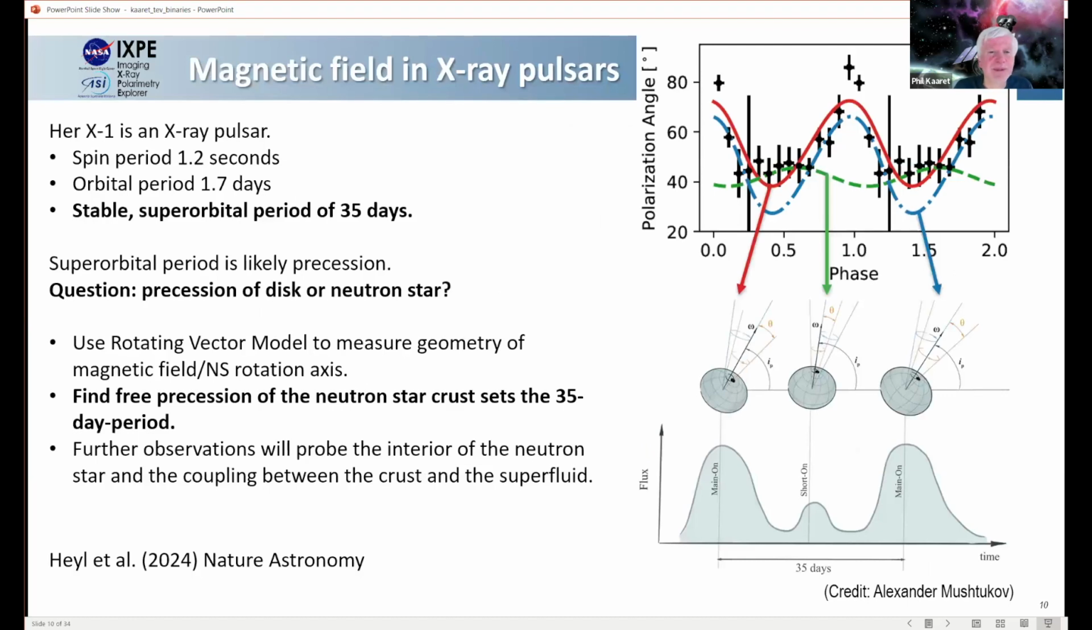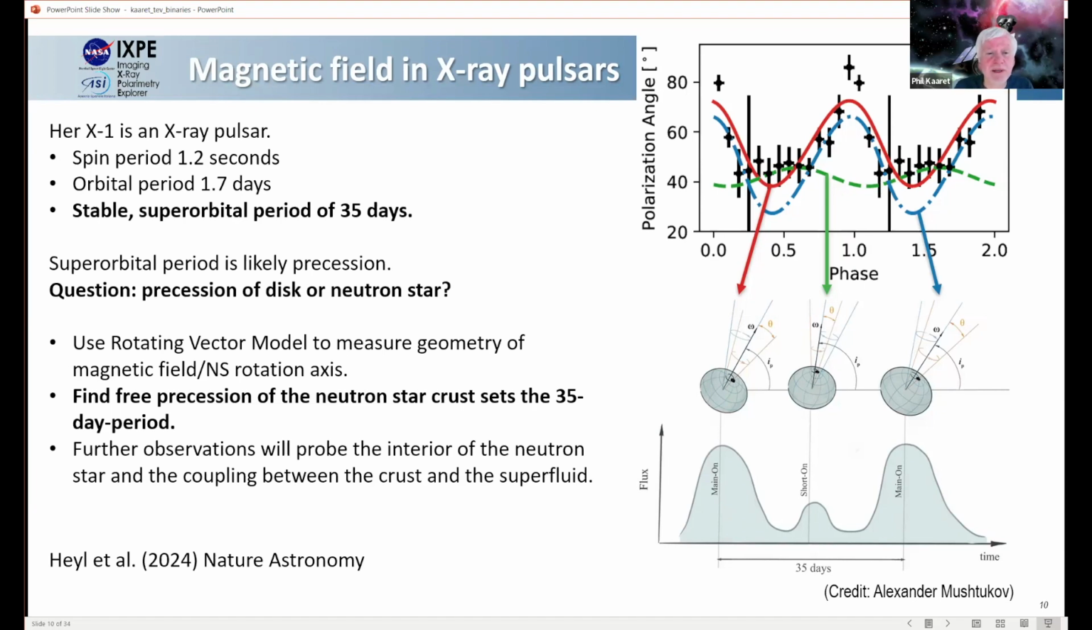Now I'm going to switch topics. One of our interesting results that was published last summer in Nature Astronomy is on Hercules X-1. It's an X-ray pulsar, has a spin period of 1.2 seconds, an orbital period of 1.7 days. It has a stable superorbital period of 35 days. There's been a long-standing question of whether that superorbital period is likely due to precession, but is that precession of the accretion disk, or is it of the neutron star itself?